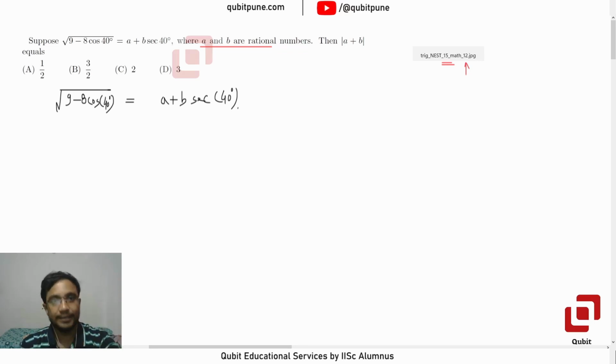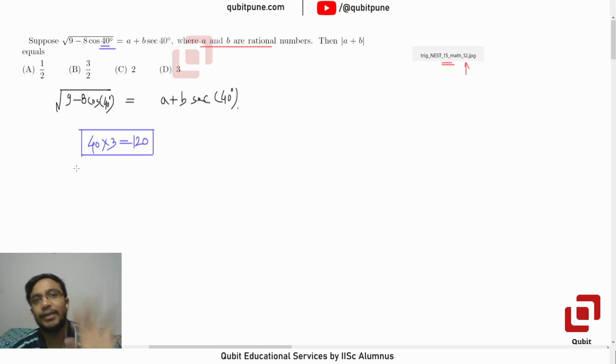But otherwise it is very simple. In trigonometry problems, we usually try to relate the angle given in the problem with the standard angles like 0 degrees, 60 degrees, 30 degrees, 90 degrees or 180 degrees. If you realize, 40 into 3 is 120. This single equation, 40 into 3 is equal to 120, is the most important part of the problem. How? Because we know cos 120, and we also know the triple angle formula.